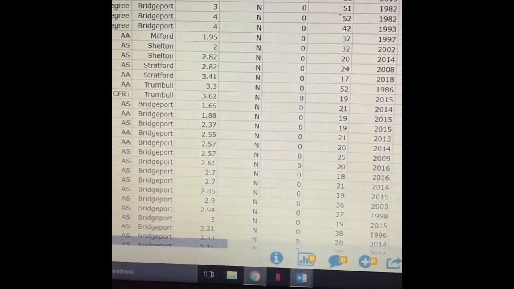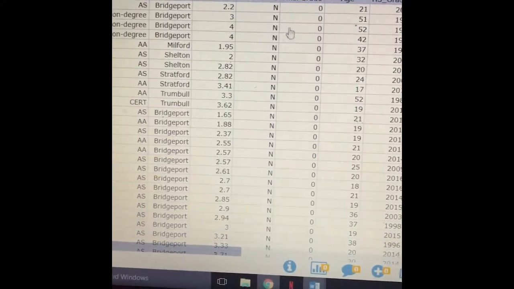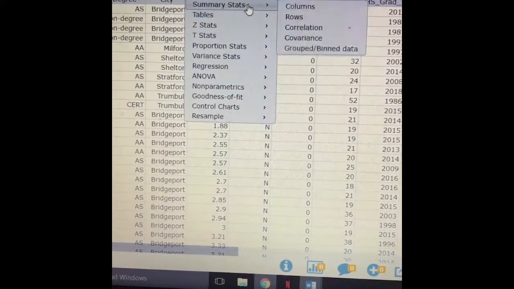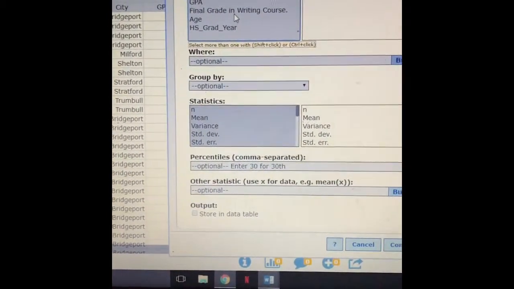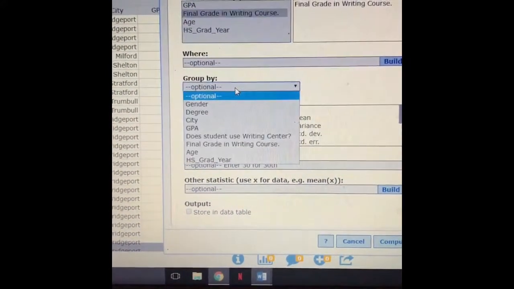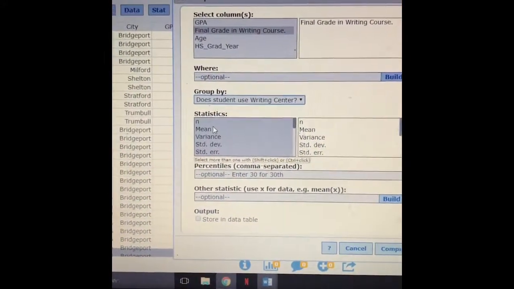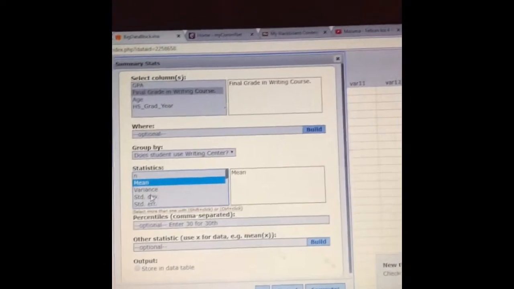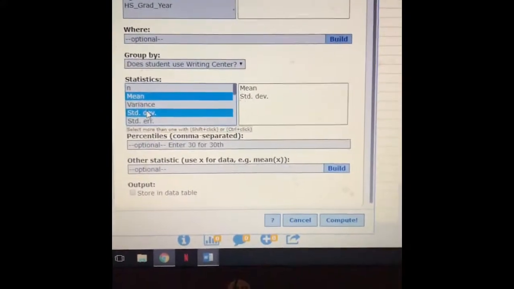First, let's start by finding the mean and the standard deviation of both claims. First, we're going to go to Stat. We're going to Summary Stats, To Columns, and we're choosing final grades in the writing course, and we're grouping by the students use the writing center. And then we're finding the mean, and we also want the standard deviation. So let me just Control-click, and there you go. And now we're going to compute.